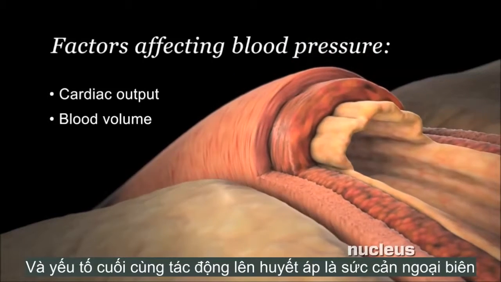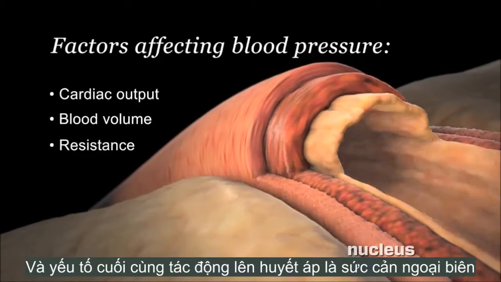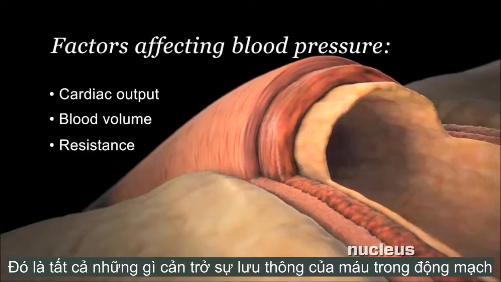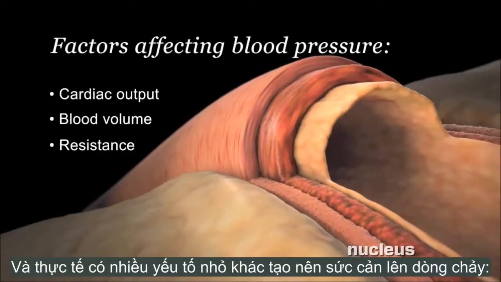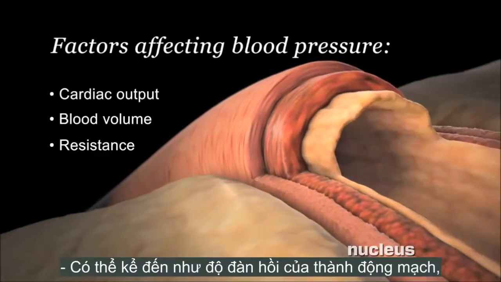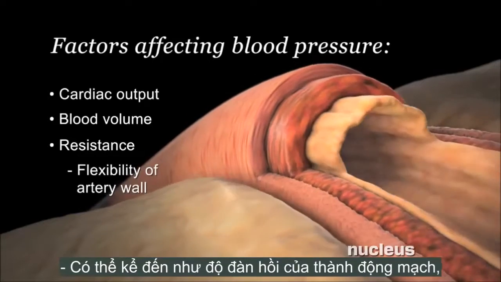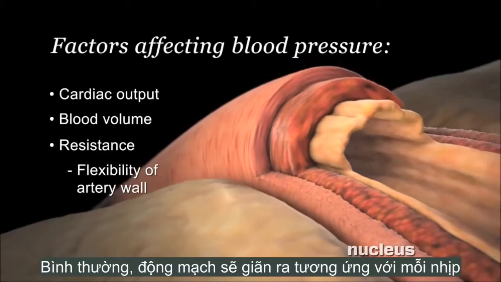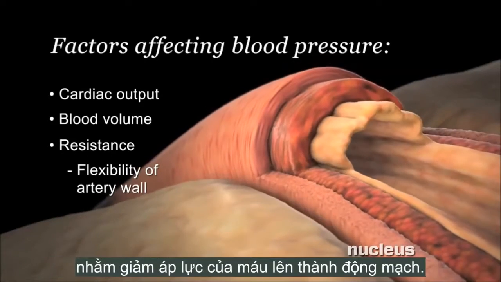The third factor that affects your blood pressure is resistance, which is anything working against the blood flow through your arteries. Several factors contribute to resistance. One resistance factor is the flexibility of your artery wall. Healthy arteries expand with each heartbeat to help reduce blood pressure on the wall.